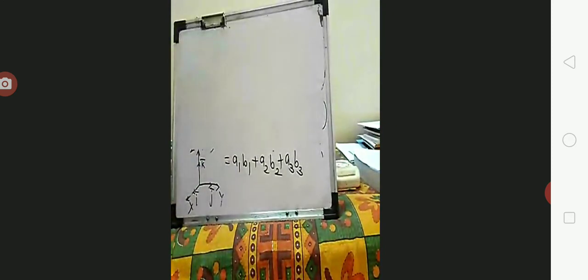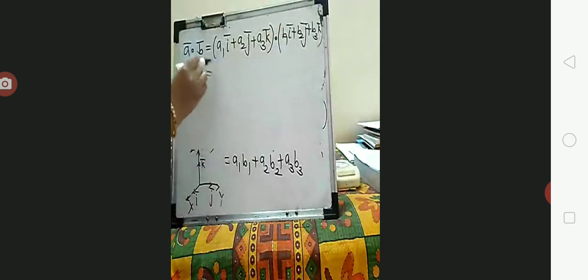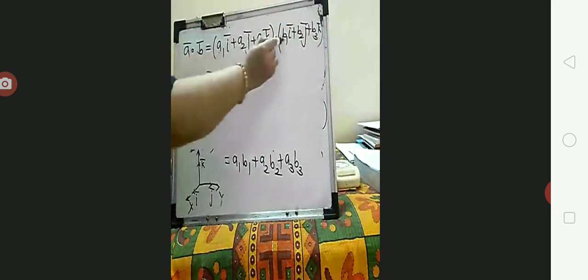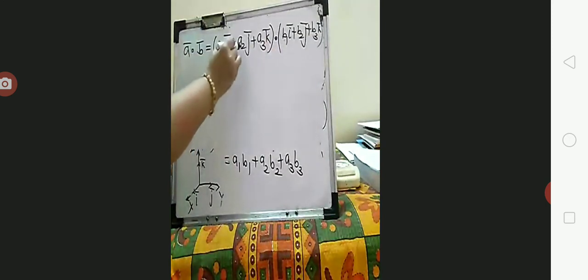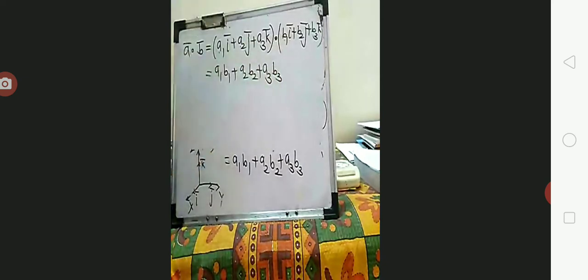So we write it down directly. A bar dot B bar is nothing but (a1 i bar + a2 j bar + a3 k bar) dot (b1 i bar + b2 j bar + b3 k bar), correct? So you can see that you have to just multiply component-wise. A1 times B1, then A2 with B2, and A3 B3. This will be the answer. This way you can calculate the dot product in this case.